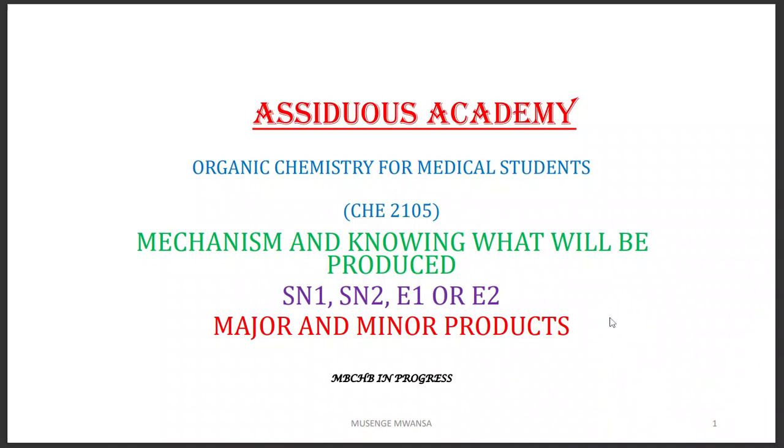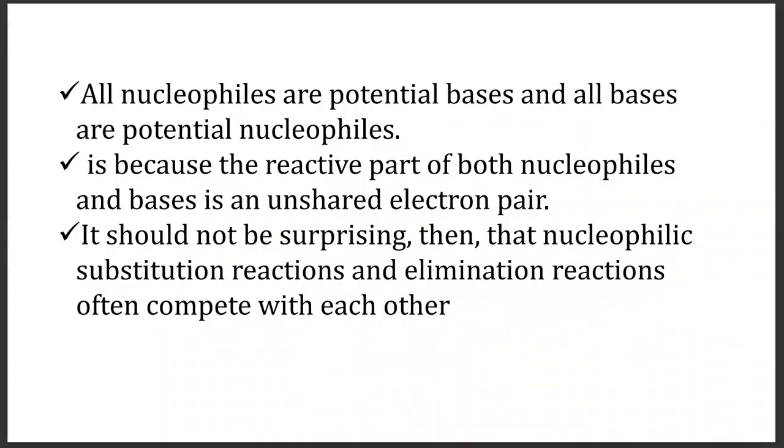Let's talk about nucleophilic substitution reactions and elimination reactions. In a nucleophilic substitution reaction, we use a nucleophile, a compound that loves the nucleus. In an elimination reaction, we use a base, a compound that has electrons that can be donated. Because a nucleophile has lone pairs of electrons and a base also has lone pairs of electrons, all nucleophiles are potential bases and all bases are potential nucleophiles. Because of this, you are going to see that elimination reactions and substitution reactions happen together.